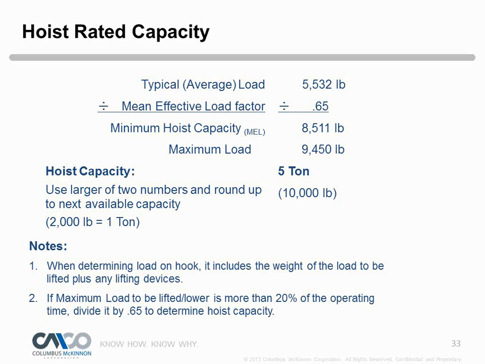So in terms of the load hook, also remember, it's not just the weight of the load, it includes the weight of the load to be lifted plus any lifting devices. If the minimum load to be lifted or lowered is more than 20% of the operating time, divide by 65% to determine the hoist capacity.